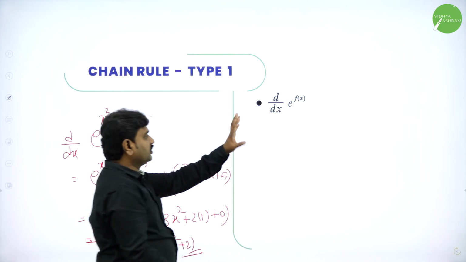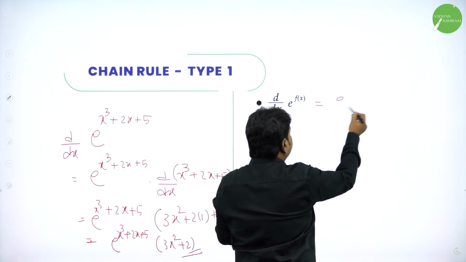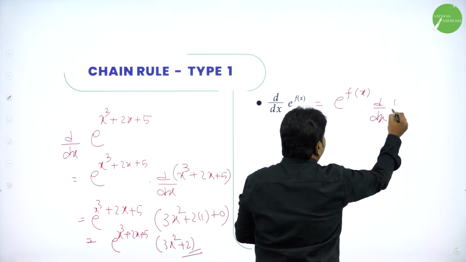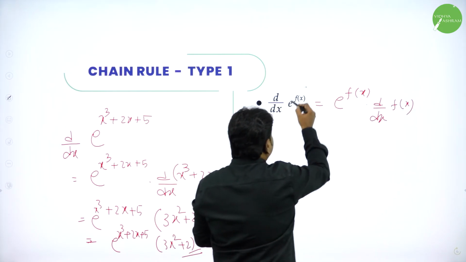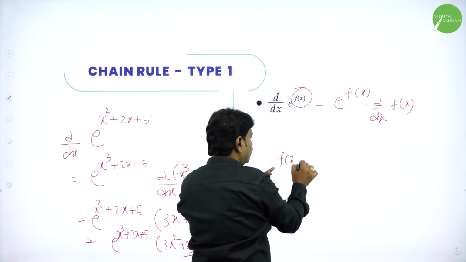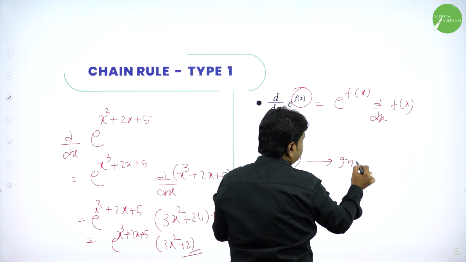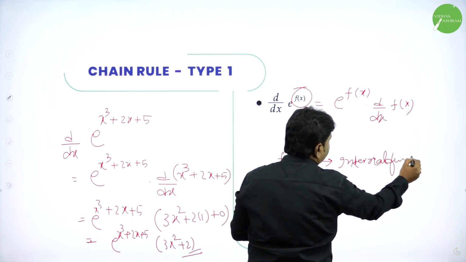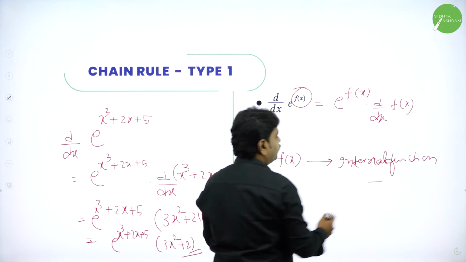So I hope all of you are thorough. What is derivative of e power f of x? E power f of x is e power f of x into d by dx of f of x. So f of x here, whatever I wrote, is what? The internal function. So whenever you have an internal function, you have to differentiate it again. That's it.